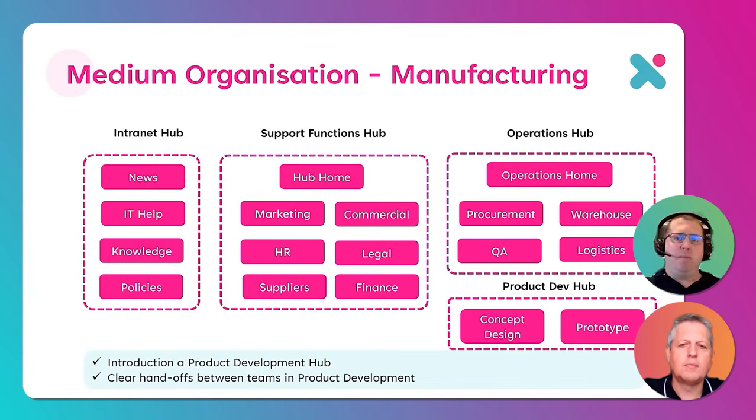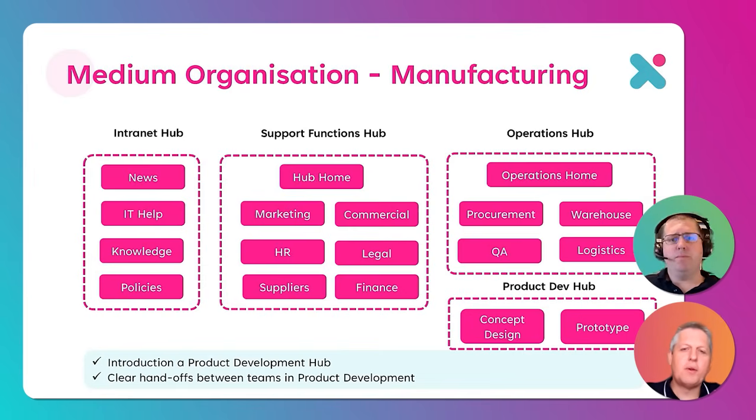But actually, that's quite separate to the value chain around the actual manufacturing, logistics, distribution, and quality assurance that goes into shipping those products to customers. People in those operations roles will need access to multiple parts, and it makes sense to have different sites for those parts, but they're grouped into a single operations hub.